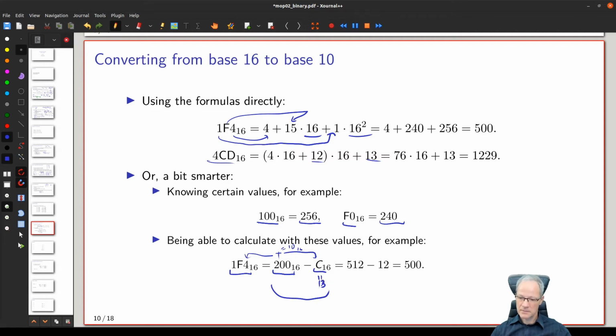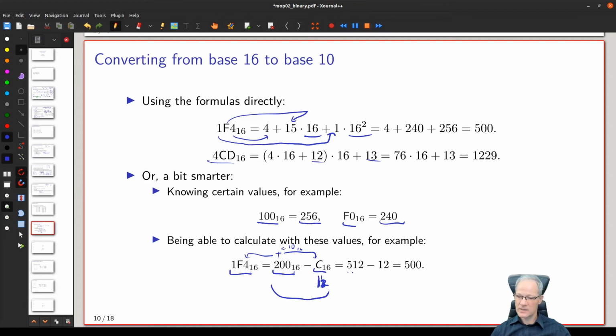I think you're right. Thank you for correcting me. Yes, so this is indeed 12. A, B, C, 10, 11, 12. Thanks. All right, so anyway, 4 plus 12 is 16, which is the same as 10 in hexadecimal, right? So now that we know that, we can actually calculate more easily.